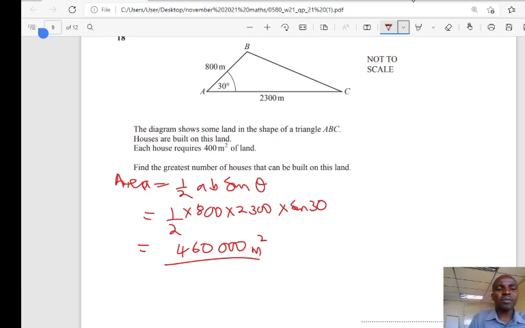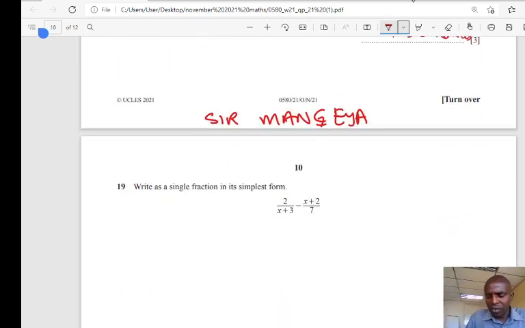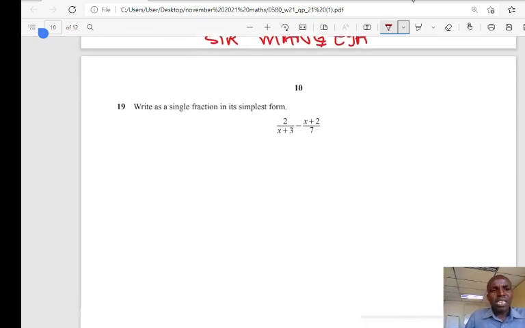So to find the number of houses, you divide by 400. Then this will cancel out. Then you get 1150 houses. Remember to write houses, right? Because you can't just write 1150 what? These are houses. Remember.